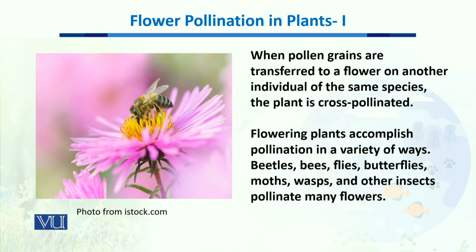Flowering plants accomplish pollination in a variety of ways. They can use different means to transfer the pollen from the male part to the female part of the flower through many other ways, including beetles, bees, flies, butterflies, moths, wasps, and other insects which help these flowers in pollination.